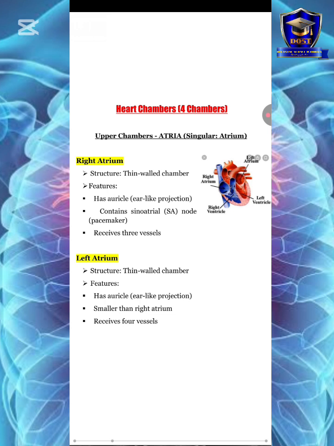And also, the right atrium receives three blood vessels. That means there are three blood vessels supplying blood to the right atrium. And we'll discuss those three blood vessels later on in this particular lecture.